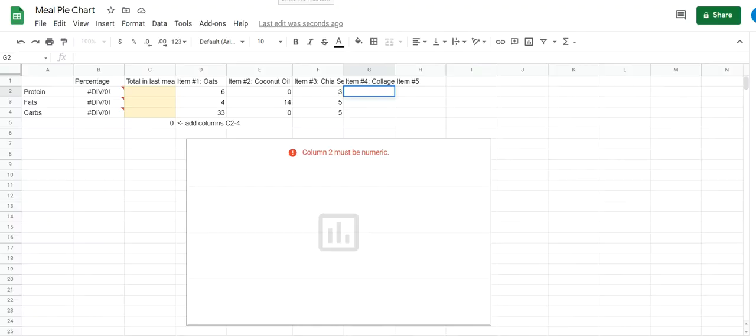Anyway, okay, so I'm gonna write that in here. Protein, 18 grams. And like I said, I did half of a scoop, so I'm gonna put in 9.